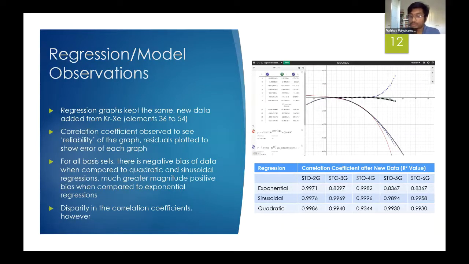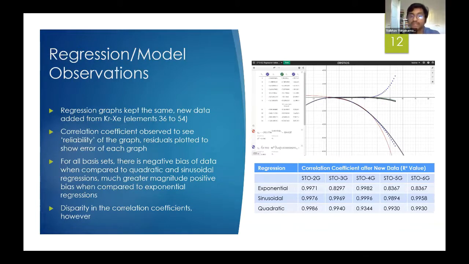Now for, of course, the most important part, the discussion of the observations and the inferences. So what we did now, after we got all our regressions, is that we put in data from element 36 to 54. So recapping, we started off a regression from helium to krypton, that is 1 to 36. Now we're putting in data from krypton to xenon, that's from 36 to 54, and we're seeing if the regressions still fit. That is, do they still have the predictive power that we expect them to have?